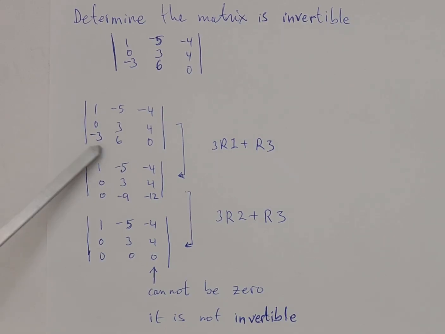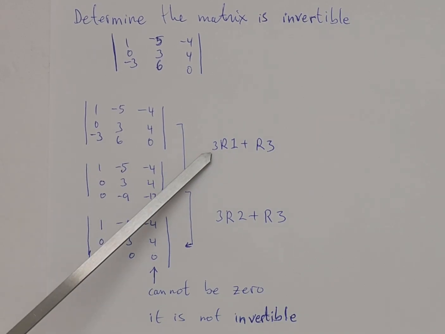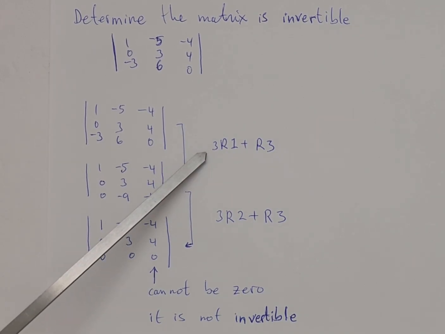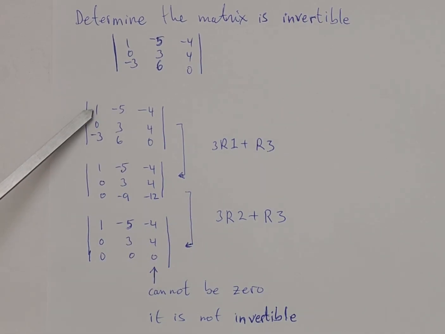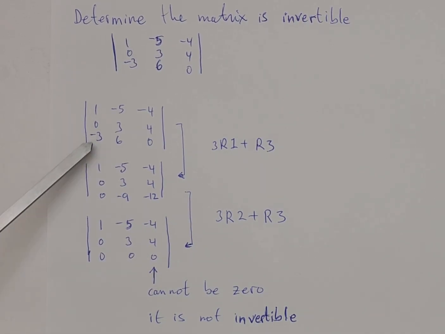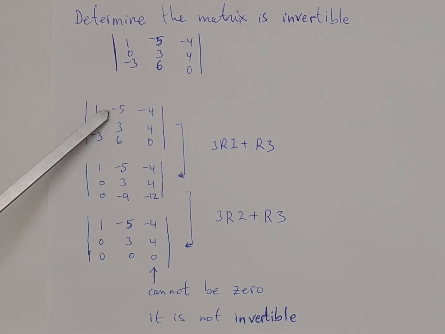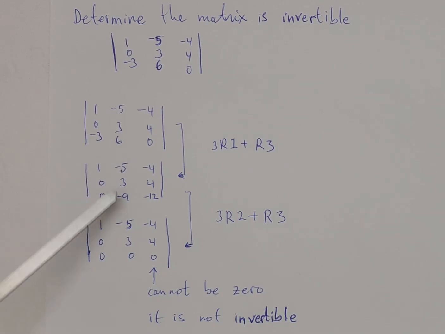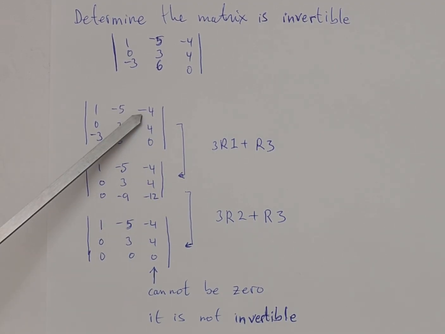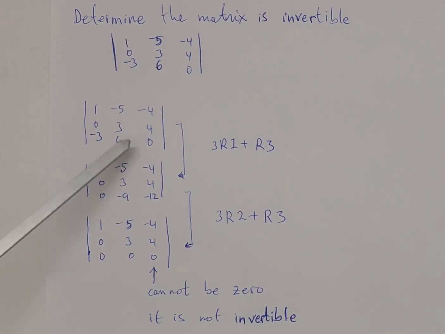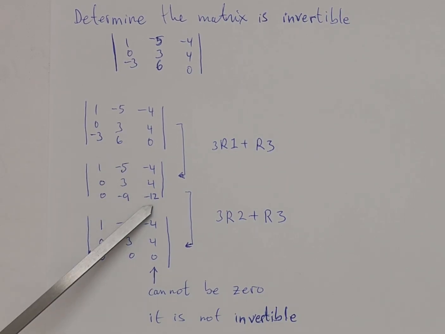Okay, next we want this -3 to be a 0. So the opposite of -3 would be +3. So 3 times row 1 plus row 3. So 3 times 1 will be 3. Subtract 3 gives me 0. 3 times -5, which is -15, plus 6 gives me -9. 3 times -4 will give me -12. -12 plus 0 gives me -12.